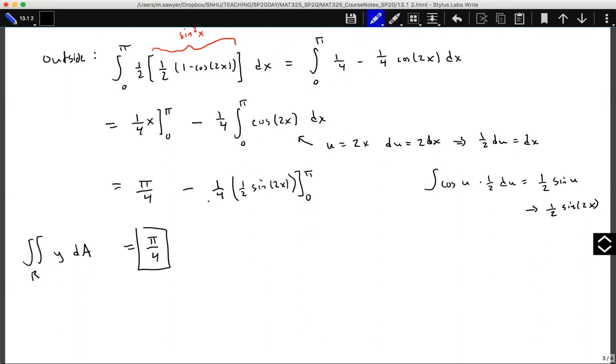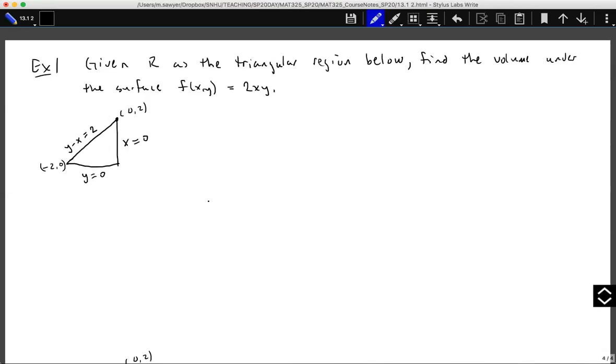So let's take a look at the next problem. Given R as a triangular region below, find the volume under the surface f of x, y equals 2 times x times y. The triangular region is bounded by x equals 0, that's this right-hand bound here, y equals 0 as the lower bound, and the line y minus x equals 2 is the hypotenuse of the triangle that goes between (-2, 0) and (0, 2).